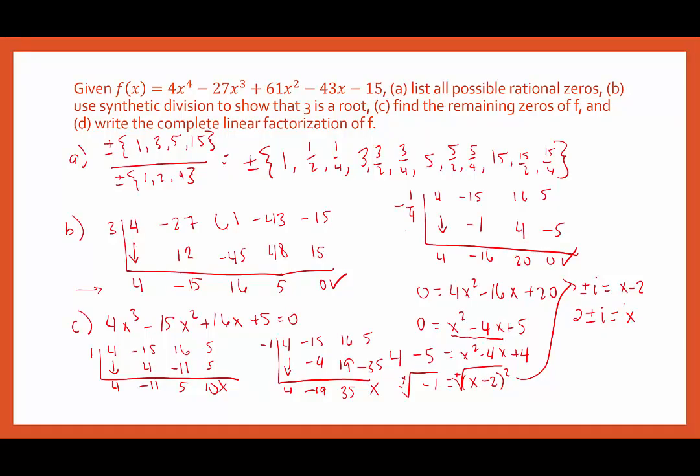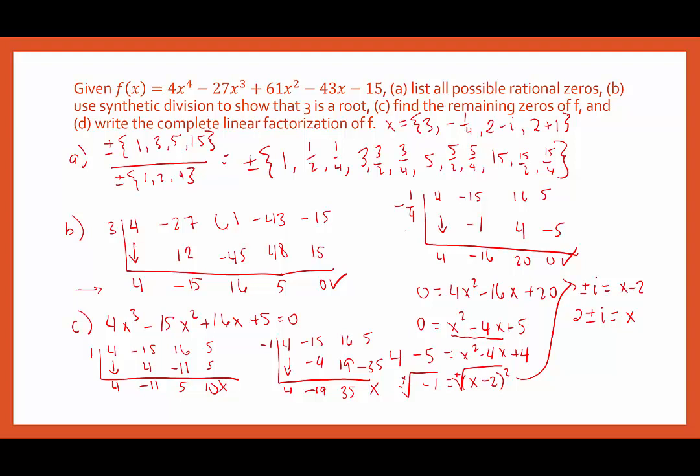So to write all of the zeros out, we would have x equals, and what do we have? We were given 3. We found negative 1/4. And then we found 2 minus i and 2 plus i. So we should have had a maximum of 4, and we do in fact have 4 zeros.